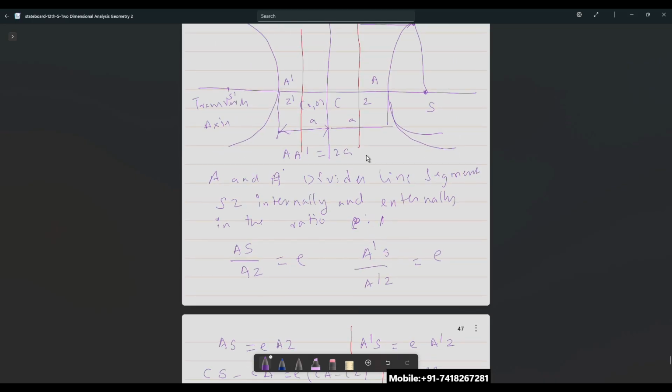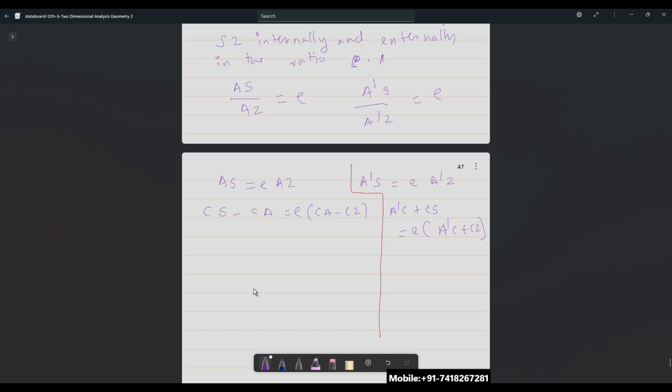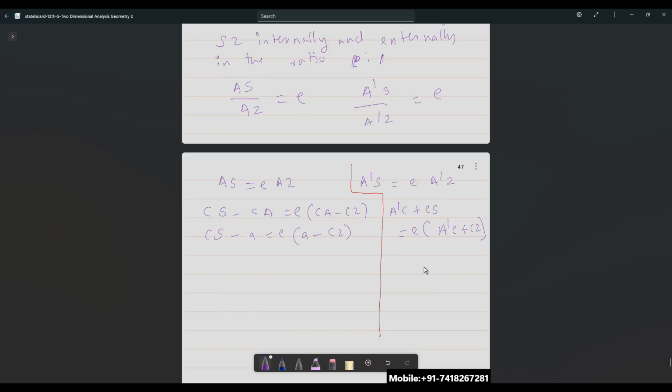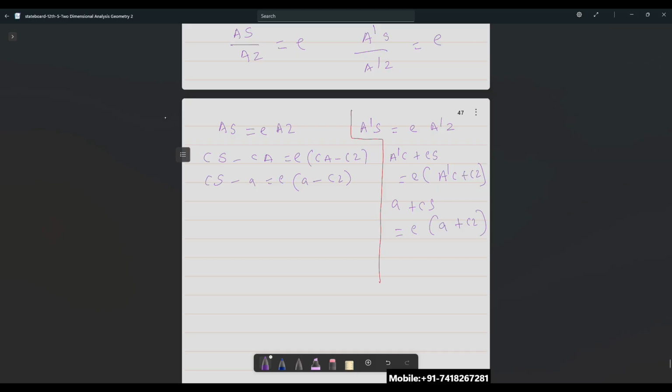So what is CS? CS we don't know. What is CA? This is a. So CS minus a equals e times a minus CZ, where CZ we don't know. And here, what is A dash C? This is a. So a plus CS equals e times A dash C, which is again a plus CZ. So we have equation number 1 and equation number 2.